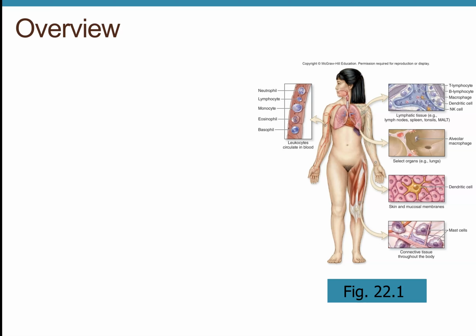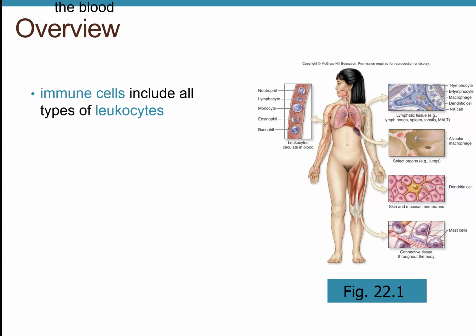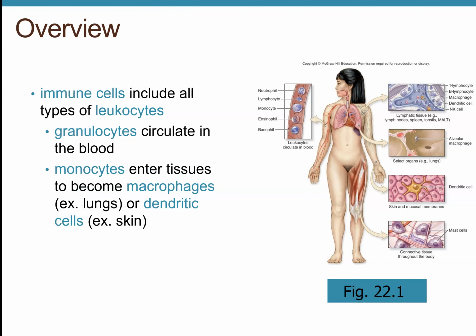Moving on, we'll talk a little bit about the immune cells. So immune cells include all types of leukocytes. There are lots and lots of various types of leukocytes. We introduced them in the blood chapter, talked a little bit more about them in the last chapter, and we'll learn even more in this chapter coming up. You've got your granulocytes that circulate in the blood, and you should remember which ones of those are the granulocytes. Go back to your blood chapter if you don't remember.